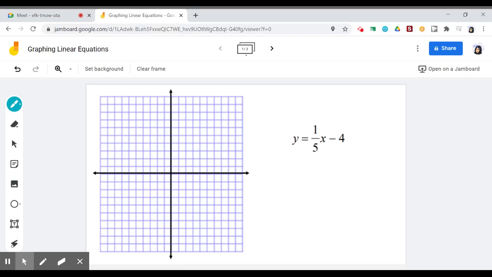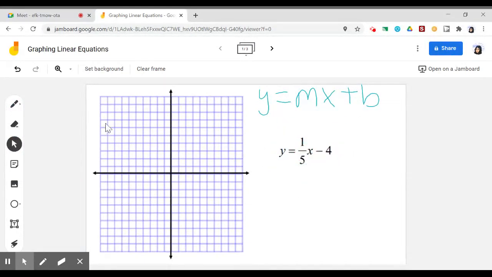All right, so in this video, we're going to review how you graph linear equations. If we have the equation of a line in y equals mx plus b form, that means your y is isolated, it's by itself, then your linear equation is ready to be graphed. It's in graphing form.